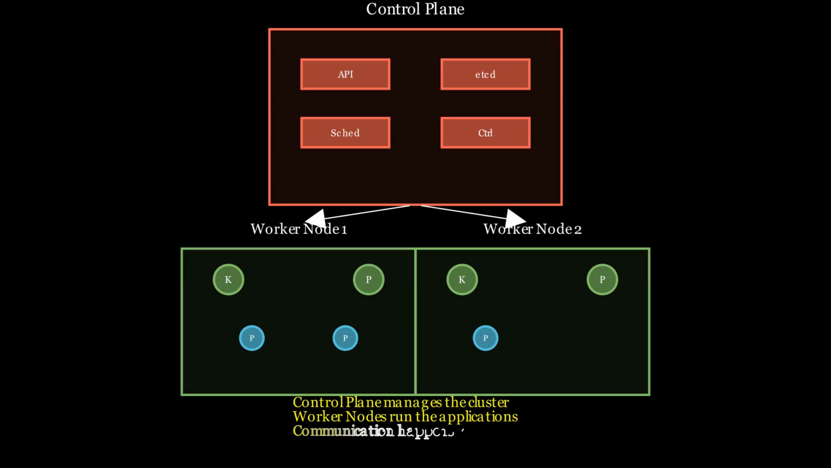This architecture allows the control plane to manage the cluster effectively, while worker nodes run the applications. Communication between all components happens primarily through the API server, ensuring a consistent and reliable system.